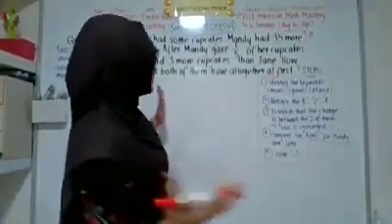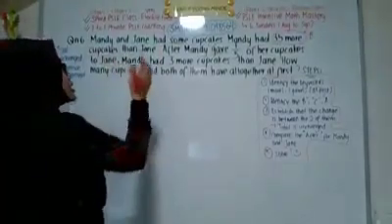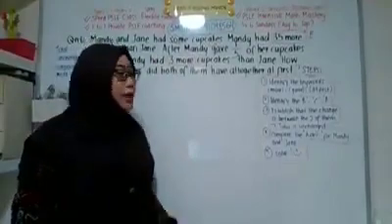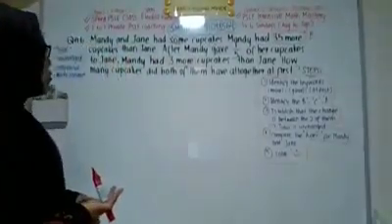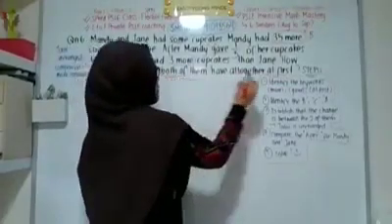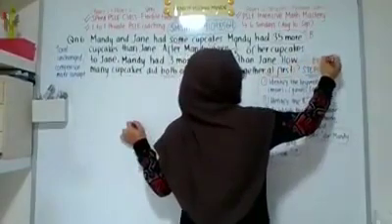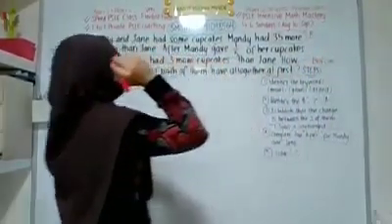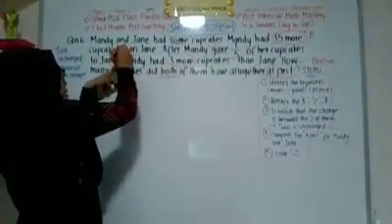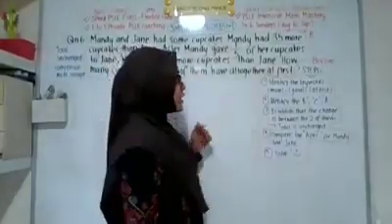Then Mandy again had 3 more cupcakes than Jane. How many cupcakes did both of them have altogether at first? I want both of them at first, which means I want my before. The thing is that Mandy had 3 more cupcakes. After this comma, this is my after.